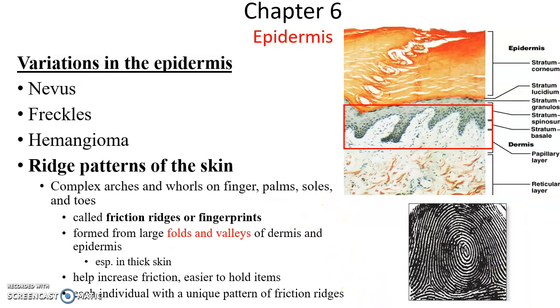Ridge patterns on the skin, more commonly known as fingerprints or friction ridges, can be arches, swirls, etc. They are unique to individuals, even different between identical twins. Basically, the interlocking between the epidermis and dermis, these folds and valleys, are what form the ridge patterns, and they are most obvious in thick skin. And it's thought that the presence of these ridge patterns is to increase friction, so it's easier for us to hold things with our hands and fingers.